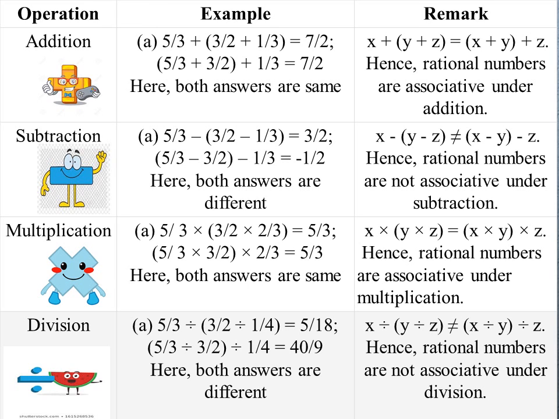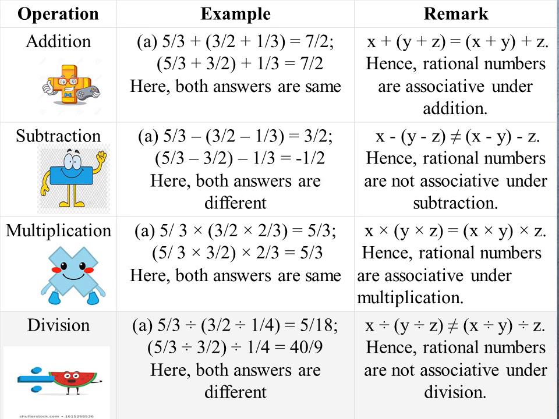In case of the addition operation, while adding three different rational numbers with two different groupings, the result is the same. Like in this, in both the cases, the result is 7 by 2. Hence, rational numbers are associative under addition.